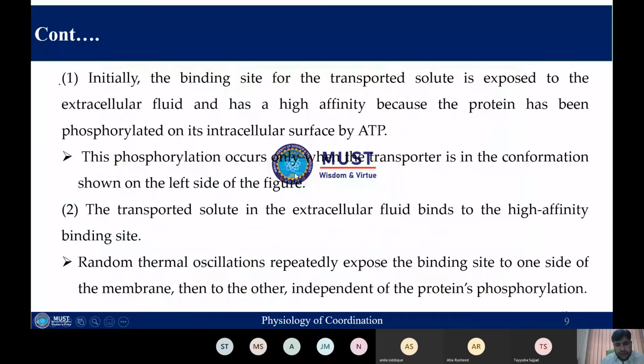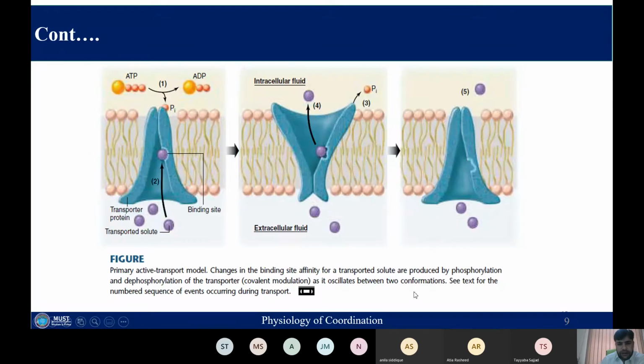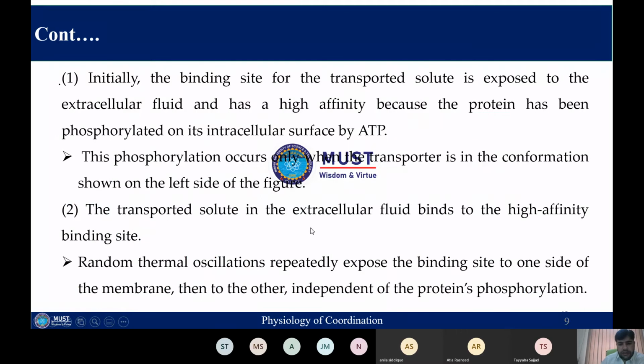This phosphorylation process will always occur on the intracellular side of the cell. And now the conformational changes will occur, and this transporter protein will be in the open configuration. The transported solute in the extracellular fluid will bind to the high energy binding site. The transporter protein is showing high affinity, and the transported solute will easily bind to this carrier protein, and there will be thermal oscillations.